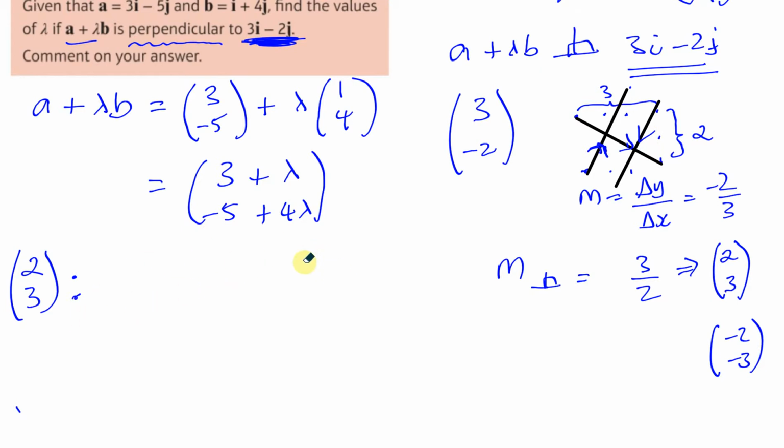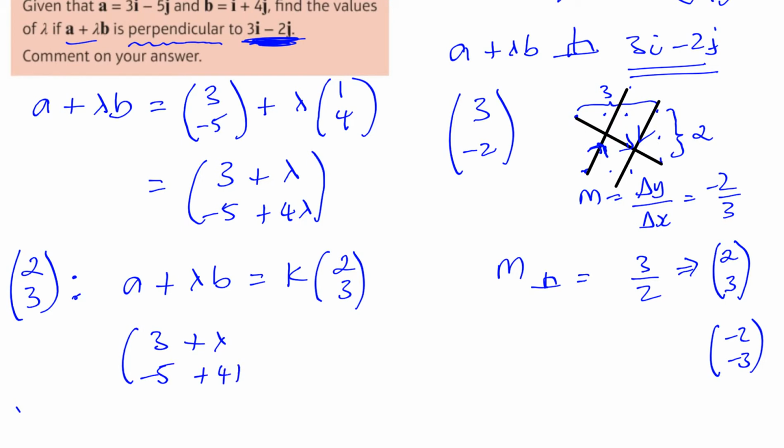So I know that the vector a plus lambda b is definitely parallel now to this vector (2, 3), so it's equal to some multiple of it. I'll call the multiple k. So a plus lambda b is some multiple of (2, 3). So we can say that (3 plus lambda, minus 5 plus 4 lambda) is equal to (2k, 3k).